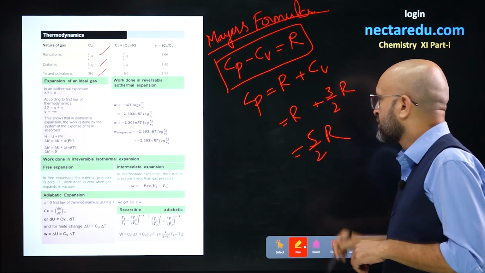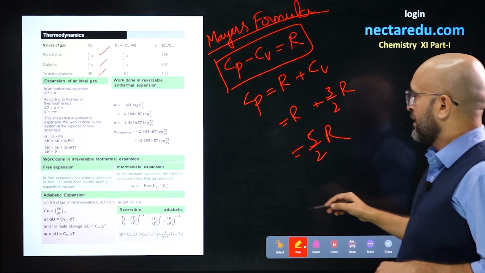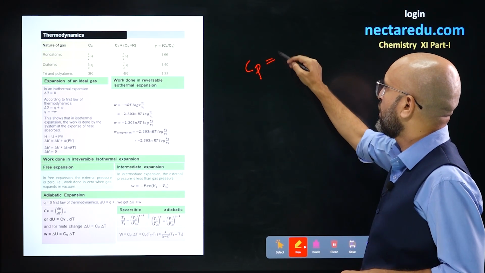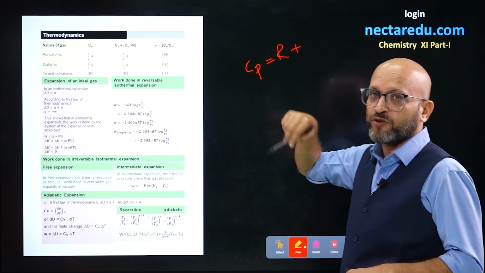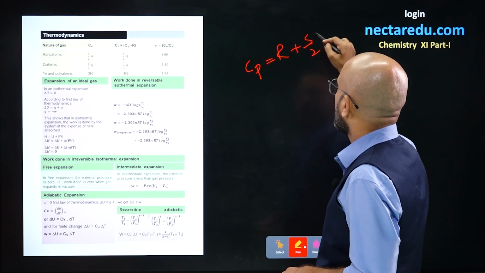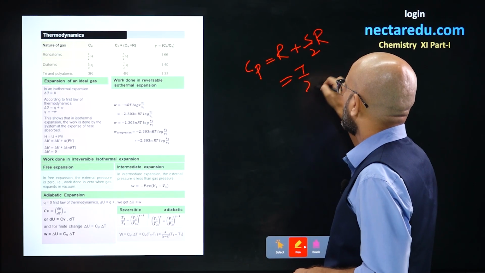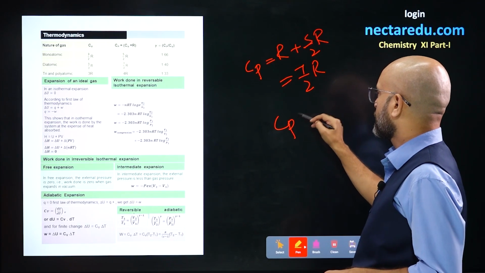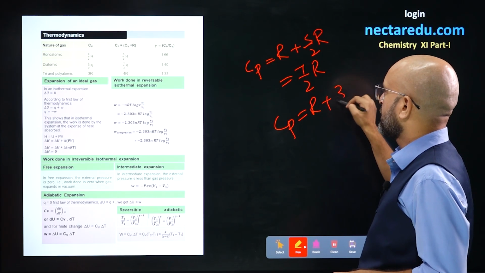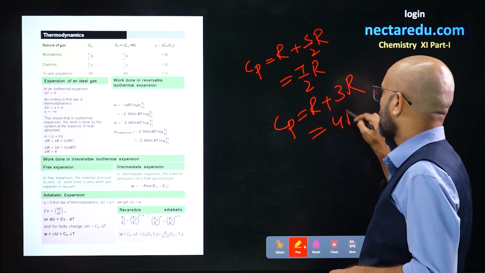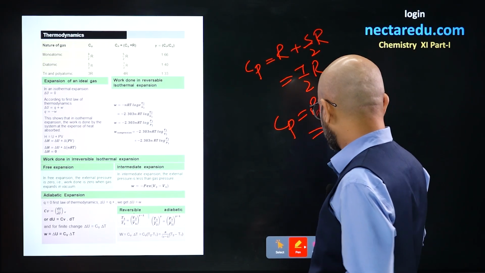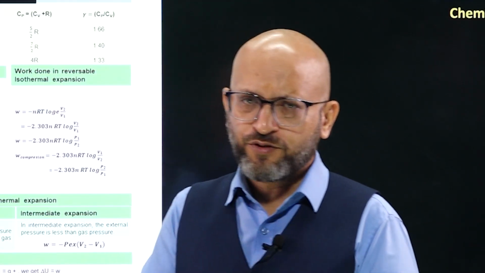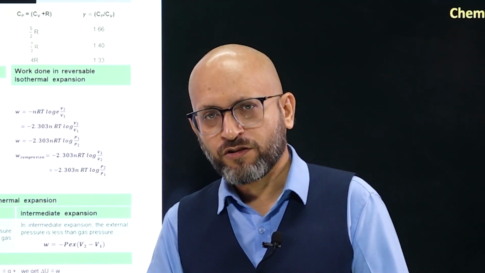Similarly, if you have to calculate Cp for diatomic gas, what will you do? R plus Cv for diatomic, that is 5 by 2R. So you will get 7 by 2R. For polyatomic or triatomic gas, Cp equals R plus 3R, so that will be 4R. Alright. So this way you can calculate Cp or Cv. Cv you have to remember, and Cp you can calculate automatically.